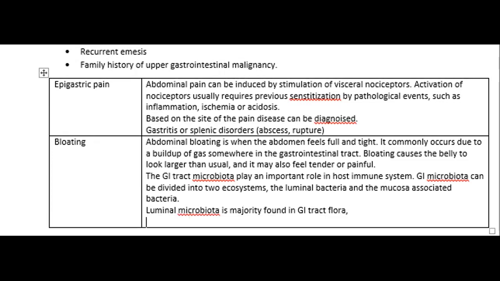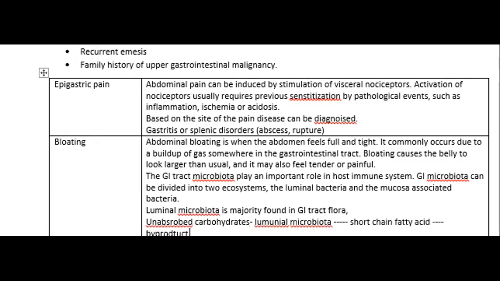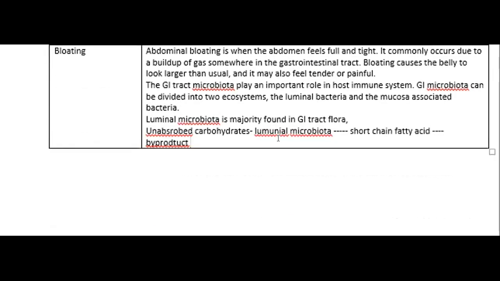When the unabsorbed carbohydrates present in the GI tract, with the help of the luminal microbiota, are converted into short chain fatty acids, the byproduct released is carbon dioxide, that is the gas. Okay. And this gas is responsible for bloating.